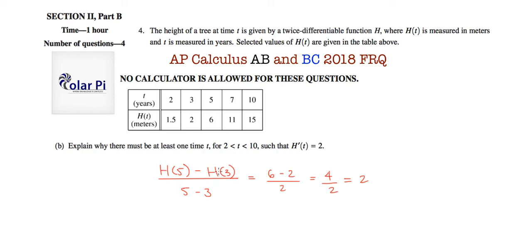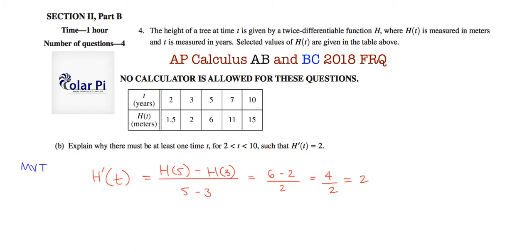So since the average rate of change in tree height from year 3 to year 5 is equal to 2, by the mean value theorem, MVT, we know that there must be a time t where this average rate of change is equal to an instantaneous rate of change for a time between 3 and 5, and therefore for a time between 2 and 10. So we know that this has to equal h prime of t. So h prime of t will have to equal 2 for some value specifically between 3 and 5, from what we can see in the table, maybe elsewhere, but definitely between 3 and 5, and therefore between 2 and 10.